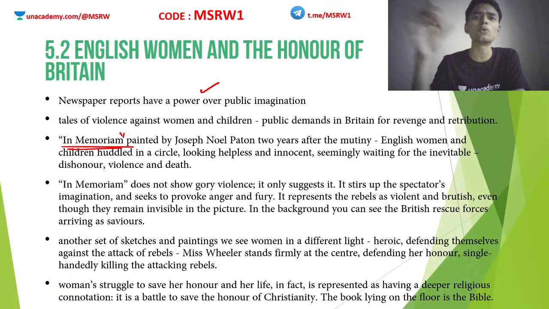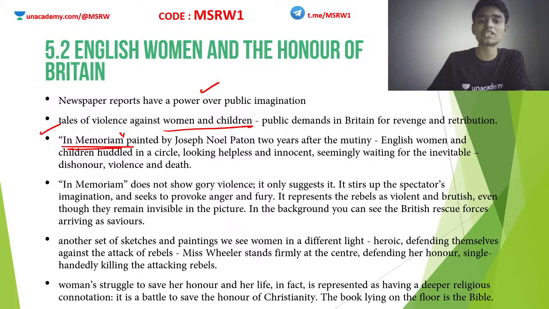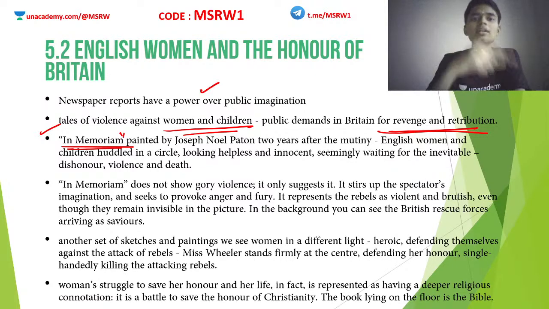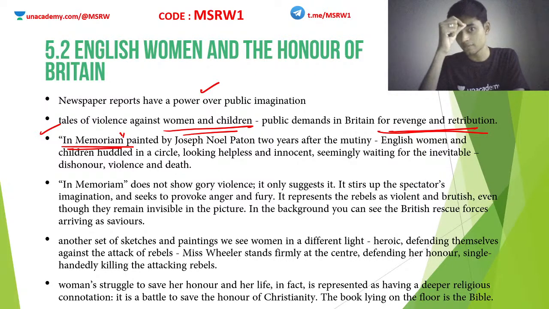So these kinds of reports started outraging the British public. Tales of violence against women and children began to spread through the British media. Once the British common man came to know about this, there was a huge demand in Britain for revenge and retribution. They did this to our women and our children, now the Indians have to pay. This was the attitude that developed in Britain at that time, the want of revenge and retribution.